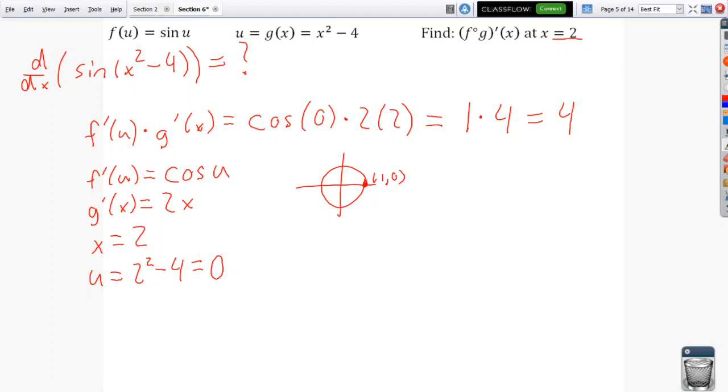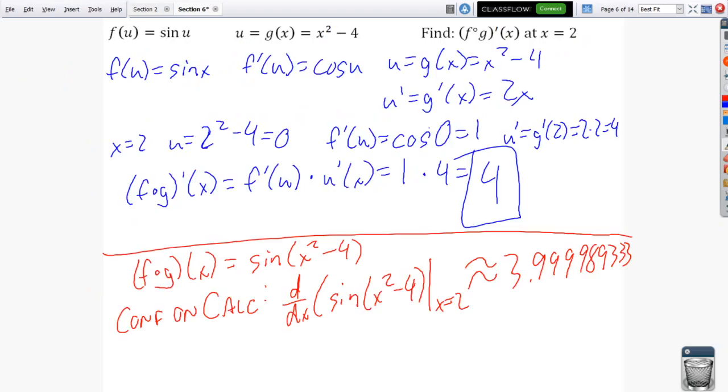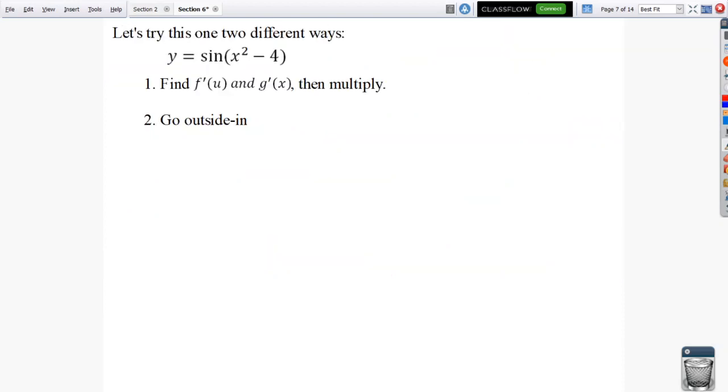One other way to do this type of problem when we're talking about the composition of functions is what I call the outside-in method. And the outside-in method, again, I said, go to the next page, there we go. We are trying to find the derivative of sine of x squared minus 4. So the first way was finding f prime of u, g prime of x, and multiplying them together, back sub in.